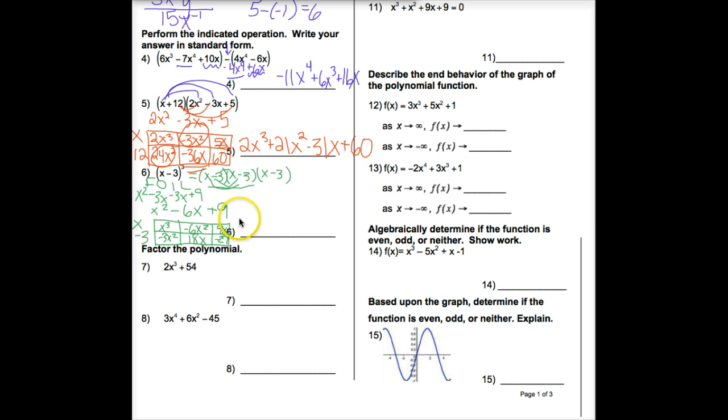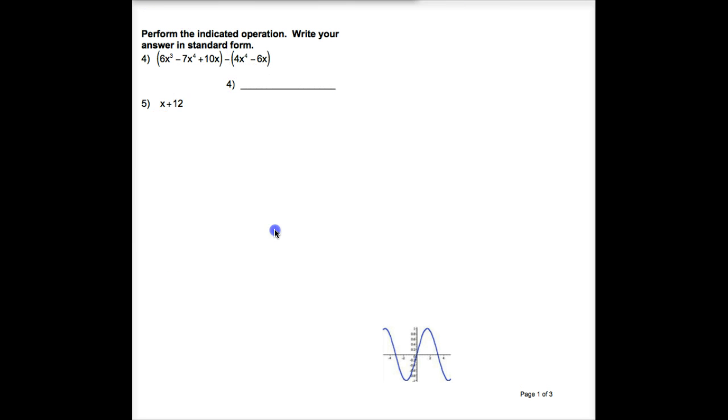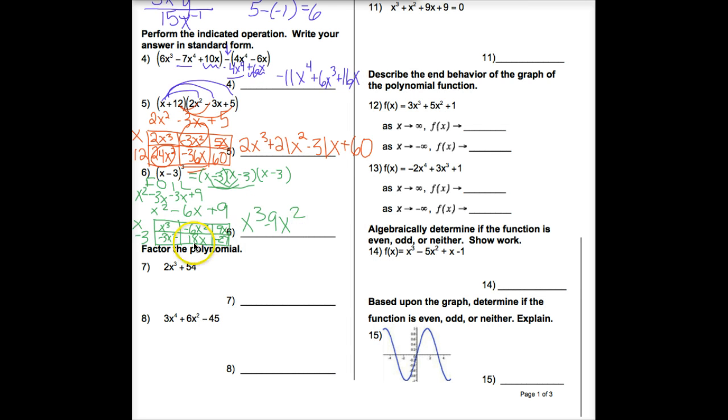So now combine the like terms. So x cubed, these 2 are like, that gives me negative 9x squared. These 2 are alike, which gives me 27x, and then minus 27 on the end.